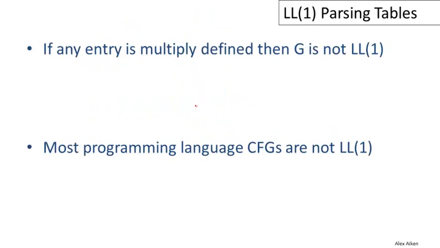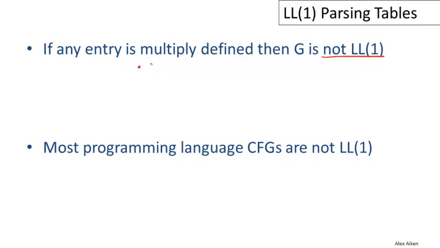So as we just said, if any entry is multiply defined in the parsing table, then the grammar is not LL1. And in fact, this is the definition of an LL1 grammar. So the only way to be sure that a grammar is LL1, or the mechanical way to check that a grammar is LL1, is to build the LL1 parsing table and see if all the entries in the table are unique.